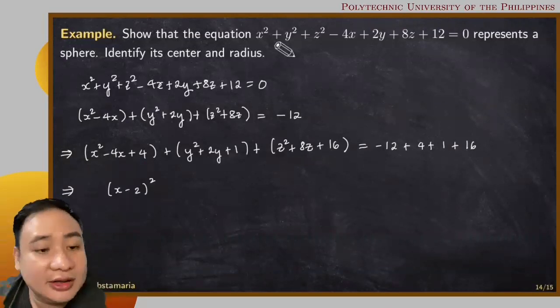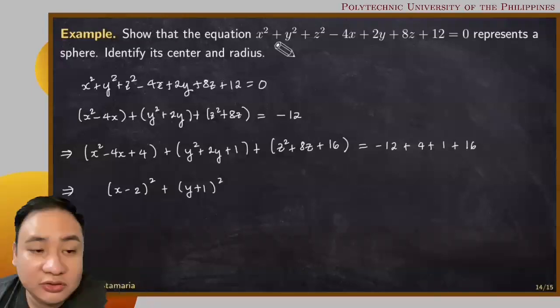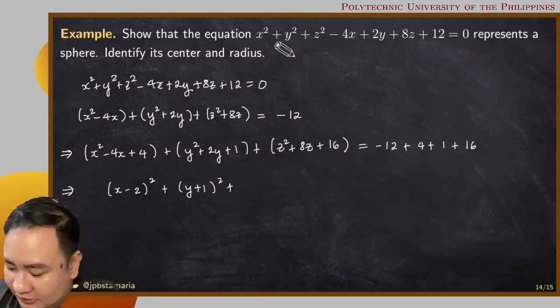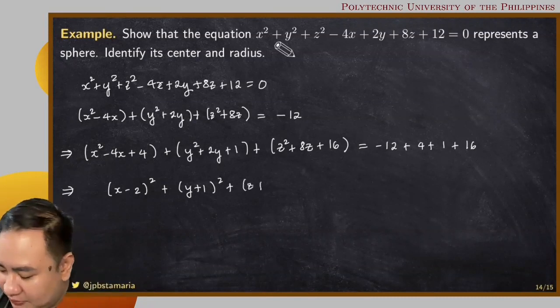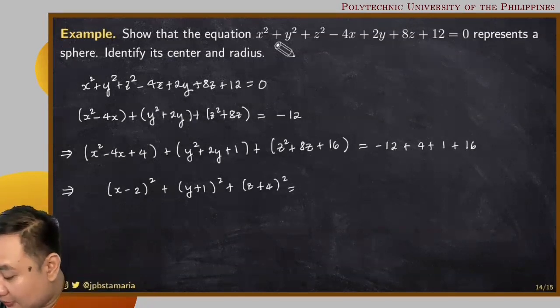Like so. Ito naman magiging y plus 1. Siyempre, kung ano yung sign ng middle term, yun yung magiging sign sa gitna ng binomial. And then, z plus 4 squared. And then, yung right-hand side mo is, pakigawa nga ito. Negative 9, ano ba to? Negative 12 plus 4 plus 1.